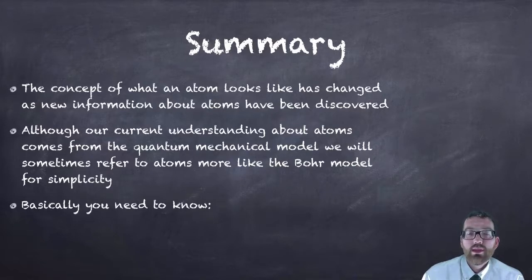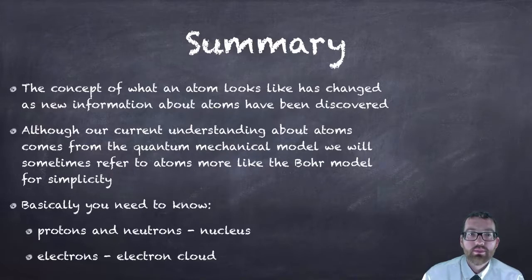Basically, when you're thinking about the model of the atom, you just need to know that there are protons and there are neutrons, and they're in the middle, in the nucleus. It's a very small, dense region. And then you have electrons, and they're located somewhere outside the nucleus. And that space we call the electron cloud.